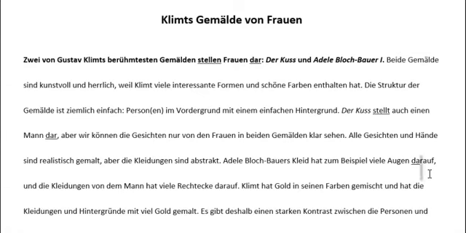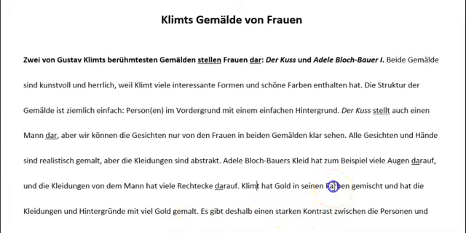Again, this R is only here because it'd be hard to say da auf. So there's an R, da auf. So her dress has, for example, many eyes on it. Und die Kleidungen von dem Mann hat viele Rechtecke. Here's that da auf again. On it. On what? The clothing of the man. Klimt hat Gold in seinen Farben gemischt und hat die Kleidungen und Hintergründe mit viel Gold gemalt.